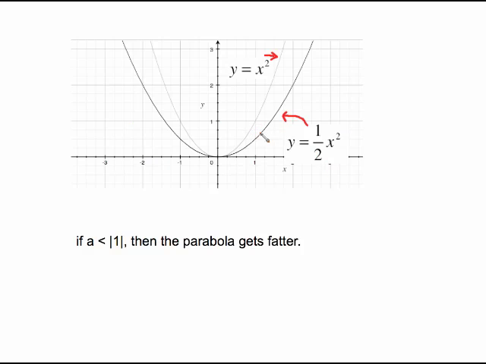On the other hand, if we're dealing with a fraction, here was my original y equals x squared. This is y equals 1/2 x squared. And look what happened. The parabola got fatter. So if a is less than the absolute value of 1, basically we're talking fraction, then the parabola gets fatter. Think f for fraction with f for fatter if you want.